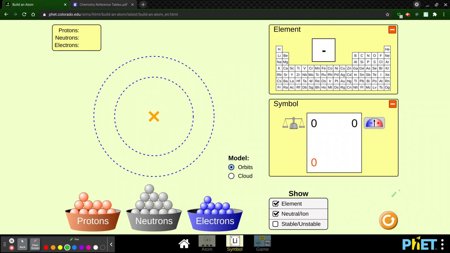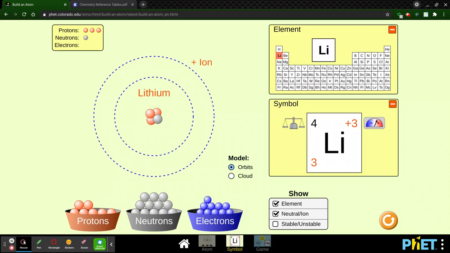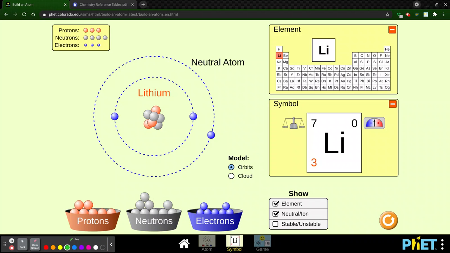Let me go back to, I'll make a lithium atom really quick. There we go. All right, so lithium is 3 protons, 1, 2, 3, 4 neutrons. And again, if we want a neutral atom, we need the same amount of electrons as protons. So right now we have 3 protons and 3 electrons, right? Oh, it's not letting me write on the screen. All right. So we have 3 protons and 3 electrons.